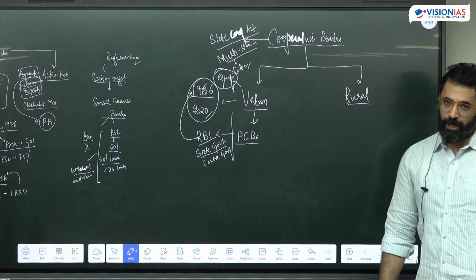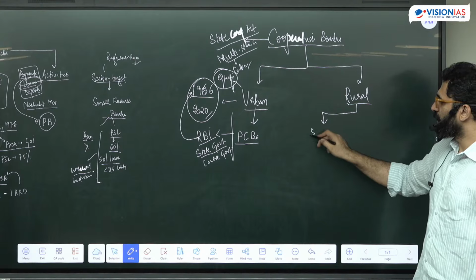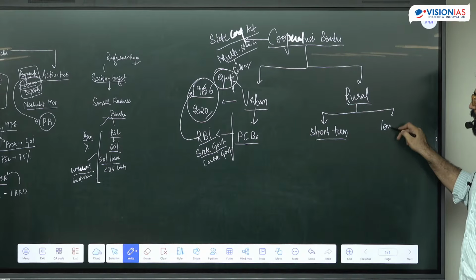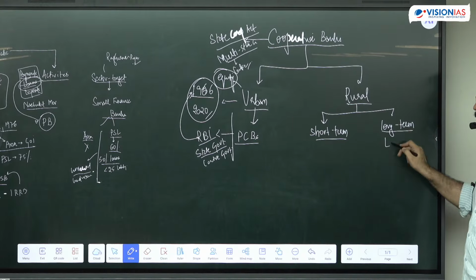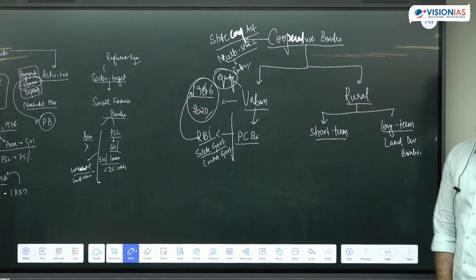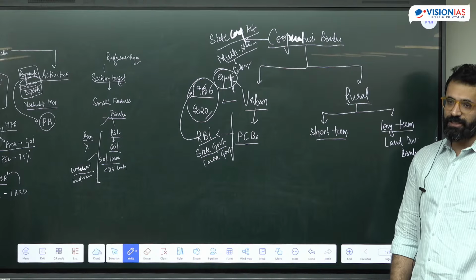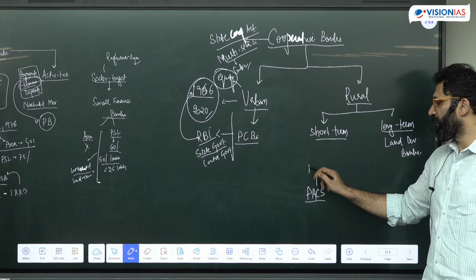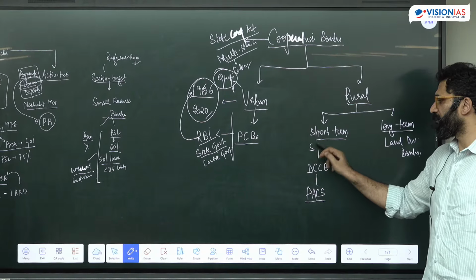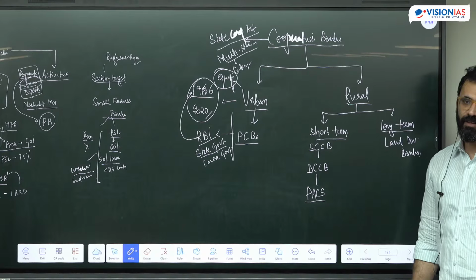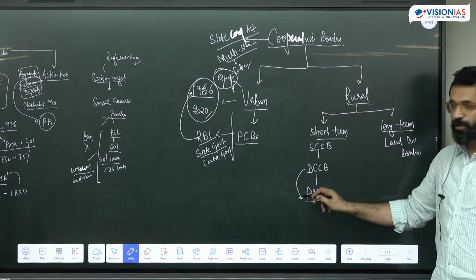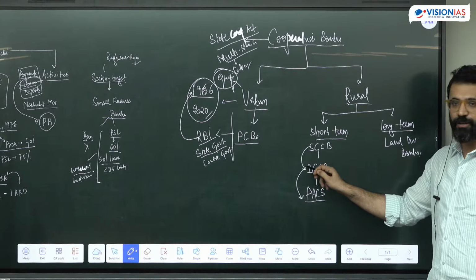Rural cooperatives have 2 types of structure. One is short-term lending and the other is called long-term lending, and these are called land development banks. In short-term lending, what exactly is the structure? It is a 3-tier structure where you have the primary agriculture credit society, the district central cooperative bank, and the state central cooperative bank. That means they help in refinancing the next level. This gives money to them so that they can give loans to their members.